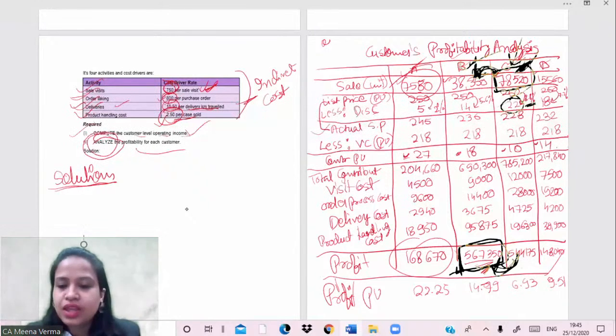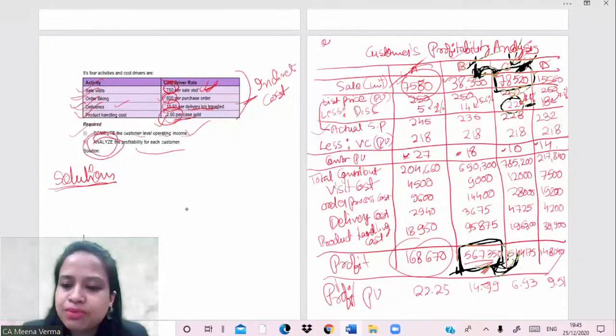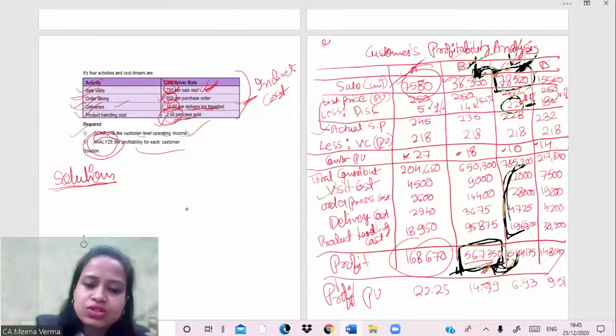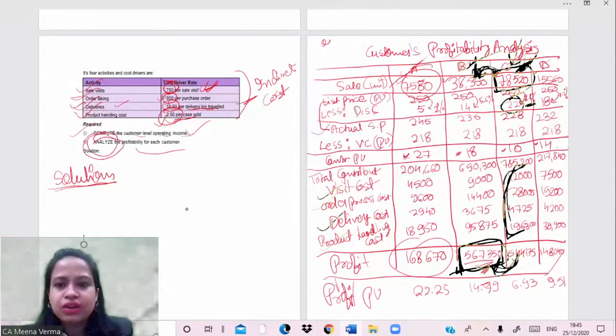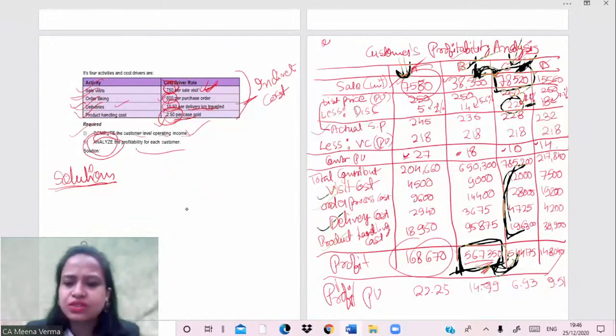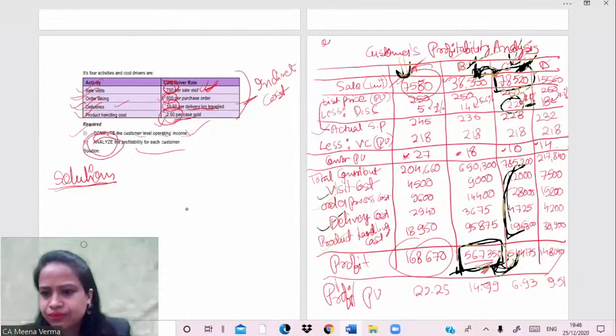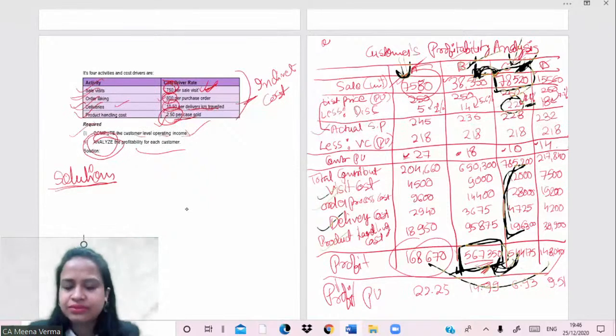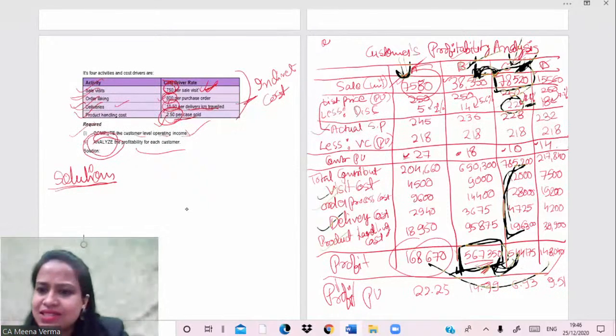And another way to improve the profitability is to try to improve all these costs: the visit cost, order processing cost, delivery cost, product handling cost. Try to improve them. So this is how you can analyze this situation. You can see here that you are selling the least quantity to A, but still A is more profitable than D. So in this way, you can analyze the situation.